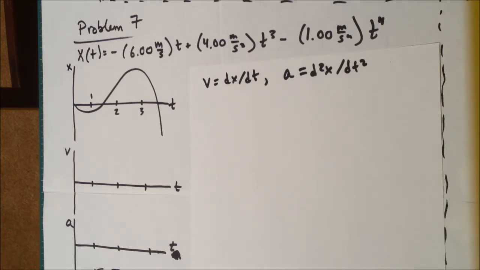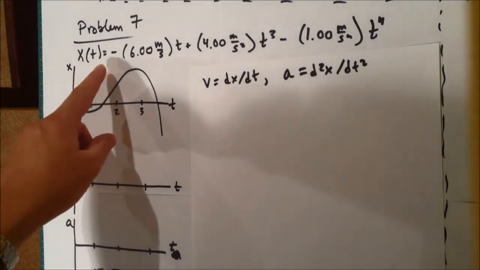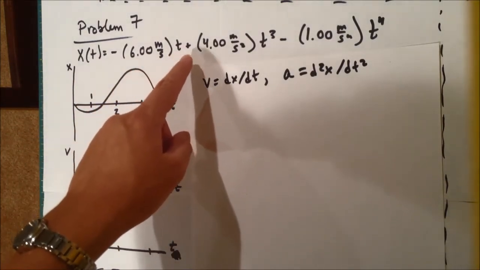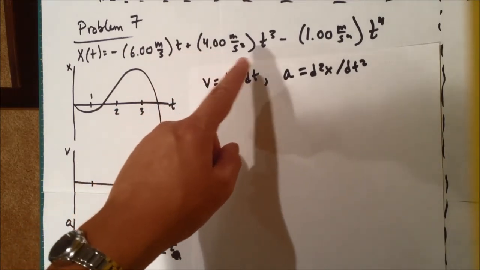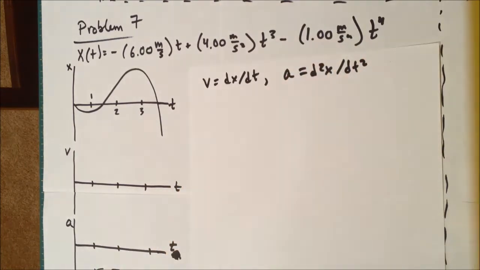So in this problem we are given an arbitrary position of an object over time, which is given by the formula seen here. x of t equals negative 6.8 meters per second times t plus 4 meters per second cubed times t cubed minus 1 meter per second to the fourth times t to the fourth. And we aren't given any information about what kind of object this is or why it follows this kind of strange position as a function of time.